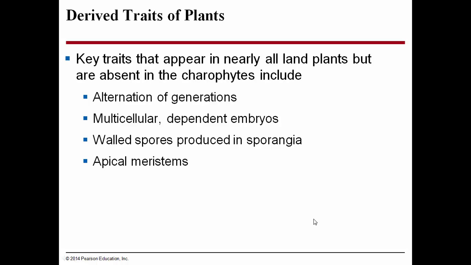Key traits that appear in nearly all plants but are absent in charophytes include alternation of generations. This is the way that plants reproduce, using two different forms, the gametophyte and the sporophyte. Multicellular dependent embryos. Spores and embryos are dependent on the parent organism until they are able to attain their own structure. Walled spores produced in sporangia, and apical meristems. These are a form of growing structure, which I'm not sure if we describe in this chapter or maybe in one of the future chapters, plant structure and growth.